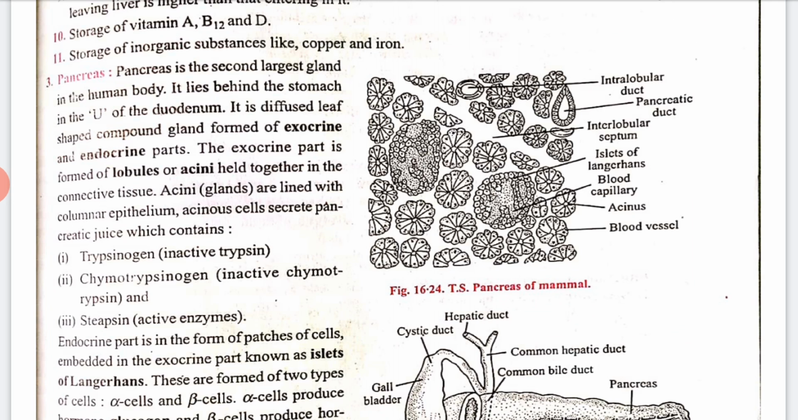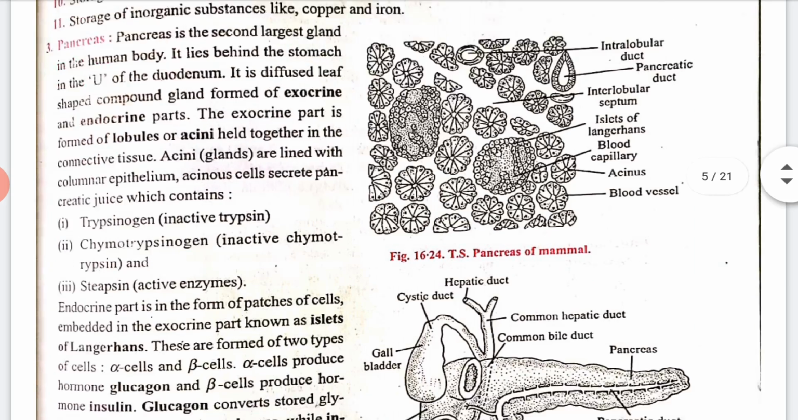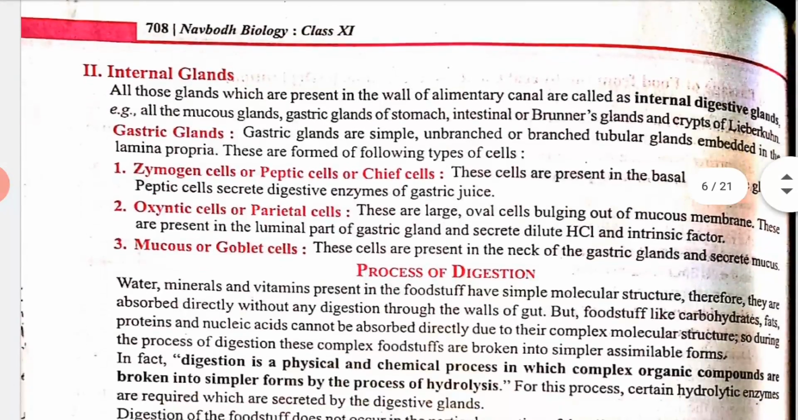Okay, so let's see the functions of the pancreas. It secretes various types of enzymes, like trypsin, chymotrypsin and steapsin. All these enzymes are secreted by the pancreas. Now, it secretes glucagon and insulin hormones also, and that is why the pancreas is known as a mixed gland, because it is exocrine as well as endocrine in nature, due to the secretion of enzymes as well as hormones. Okay, so let's see the internal glands.